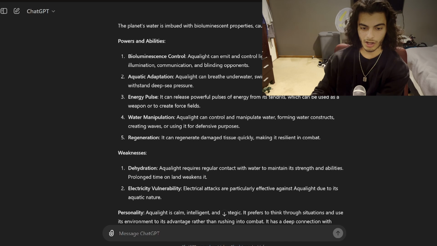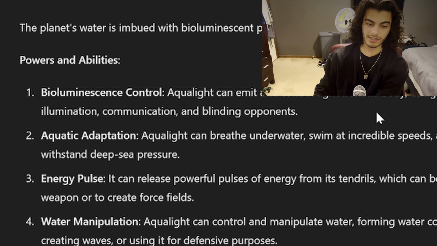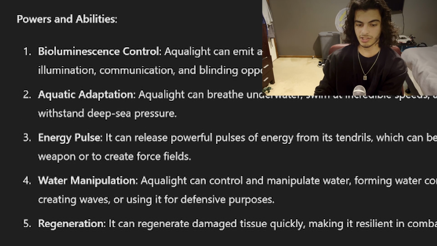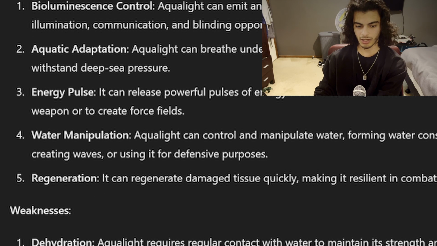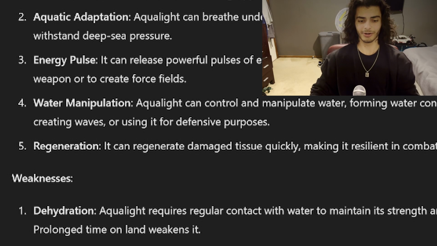Alright, powers and abilities. This is the interesting part. Bioluminescent control: Aqualite can emit and control light from its body, using it for illumination, communication, and blinding opponents. Aquatic adaptation: Aqualite can breathe underwater, swim at incredible speeds, and withstand deep sea pressure. Energy pulse: it can release powerful pulses of energy from its tendrils, which can be used as a weapon or to create force fields. Water manipulation: Aqualite can control and manipulate water, forming water constructs, creating waves, or using it for defensive purposes. And regeneration: it can regenerate damaged tissue quickly, making it resilient in combat. Damn! This is a pretty stacked alien.